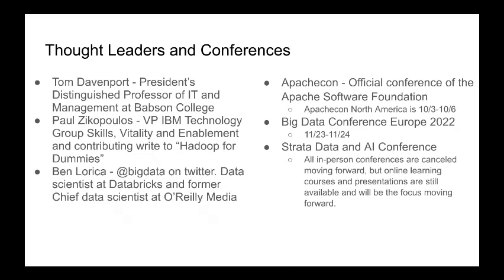On the right hand side, we have just three conferences that I found. ApacheCon is the official conference of Apache Software Foundation, and that's the software foundation that supports Hadoop. The Big Data Conference of Europe is going to be held in November, and then there's the Strata Data and AI Conference. Ben Lorica is a big part of this. The last one was held in 2019, and moving forward, they're no longer going to hold any in-person conferences, unfortunately, but they will be having sessions and courses and presentations available online throughout the year. So that's just one of the changes that came from COVID.